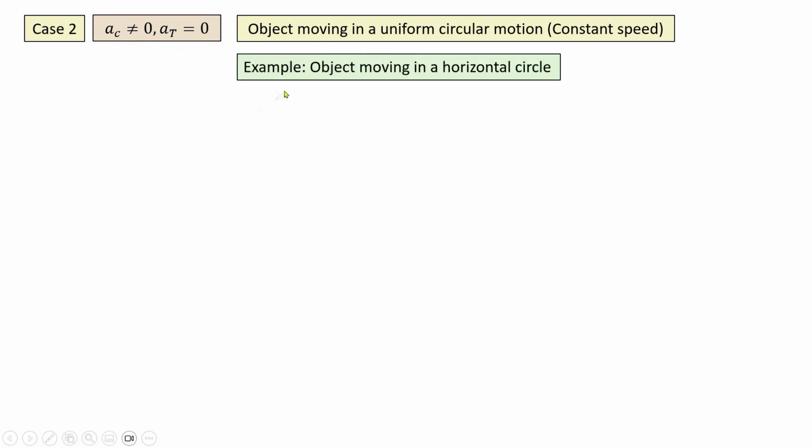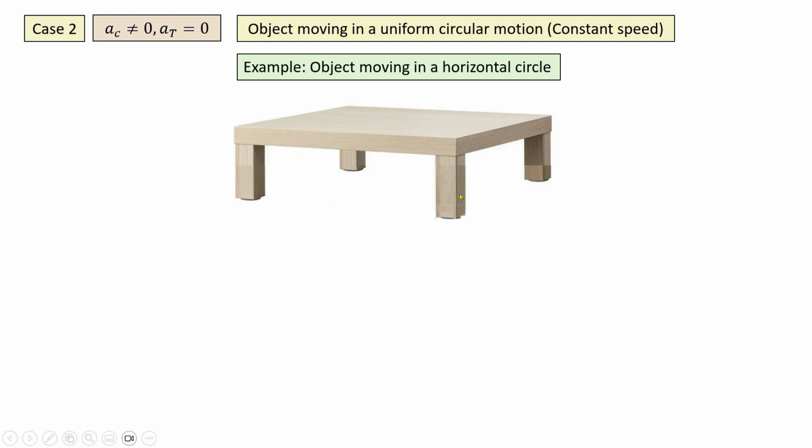So imagine we have an object moving in a horizontal circle. Consider a table. On the table, we have a ball which is connected to a string, and that ball is moving in a circle. So this is an example of a horizontal circle. If the speed of the ball is constant throughout the circular motion, we can say it's a uniform circular motion, which would mean AT is 0 and AC is not 0.